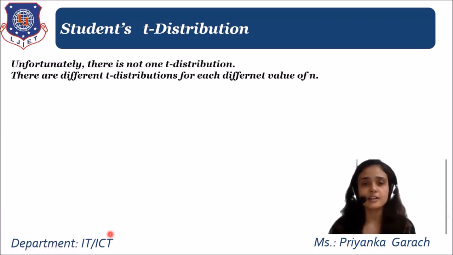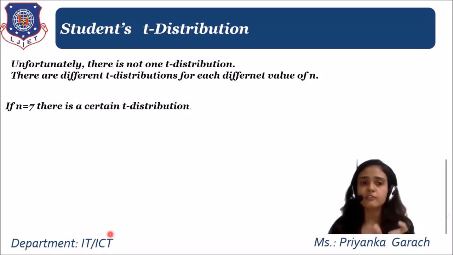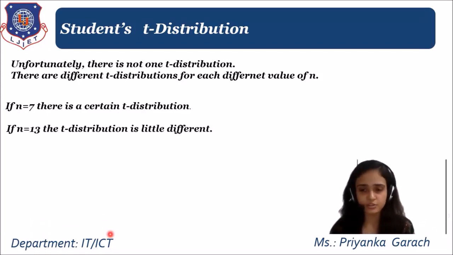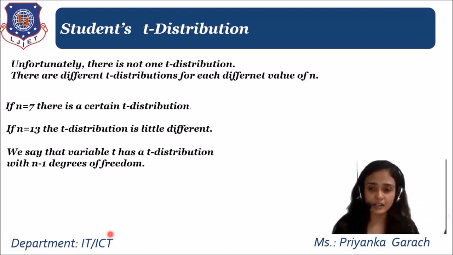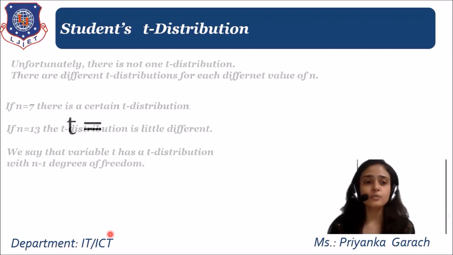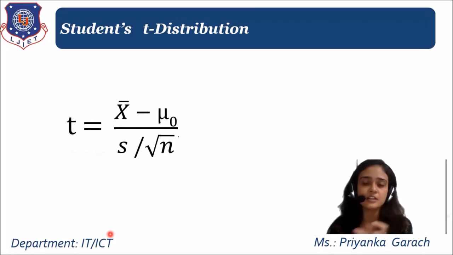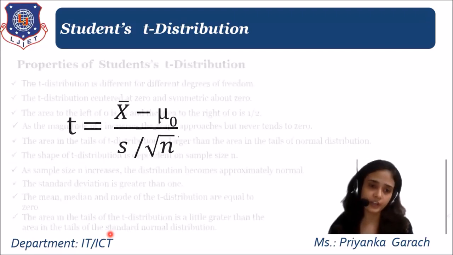Unfortunately, there is not one t distribution. There are different t distributions for different values of n. For example, for n equals 7, there is a certain t distribution. For n equals 13, the t distribution is a little different. So we say that the variable t has a t distribution with n minus 1 degrees of freedom. We can write the formula of the student's t distribution like this: x bar minus mu 0, divided by s divided by the square root of n, where s is the standard deviation, and the degrees of freedom.